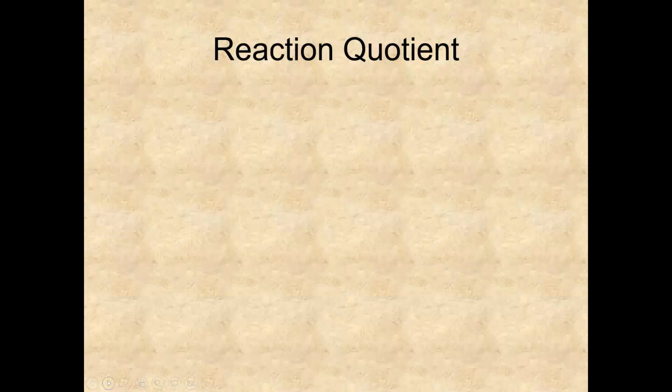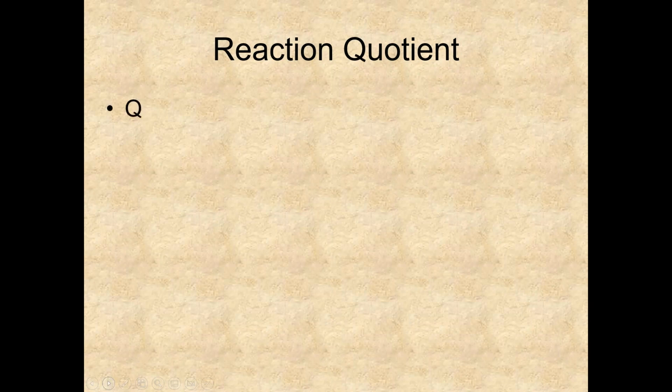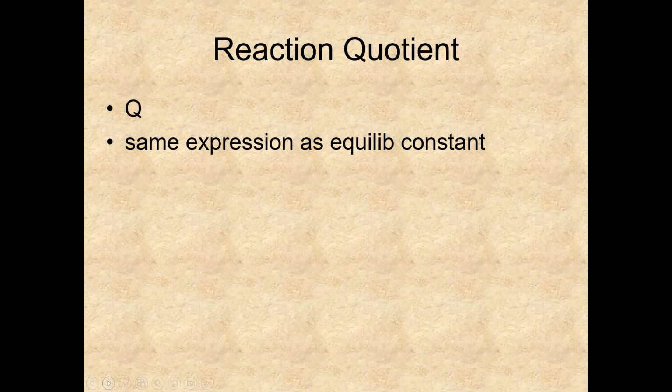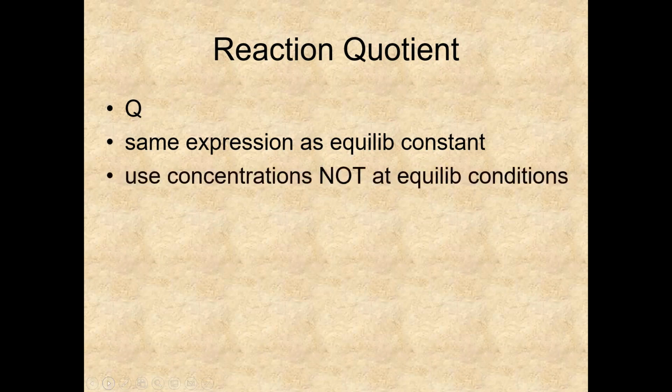Now, what if we don't know that we are at equilibrium? In that case, we're going to use a reaction quotient, which we're going to represent as a capital Q. So this is going to be the exact same expression, the same formula as the equilibrium constant. So we're still going to have the products over reactants. However, we're using the concentrations that may not be at equilibrium. So we might be using our initial concentrations or concentrations after a certain amount of time.